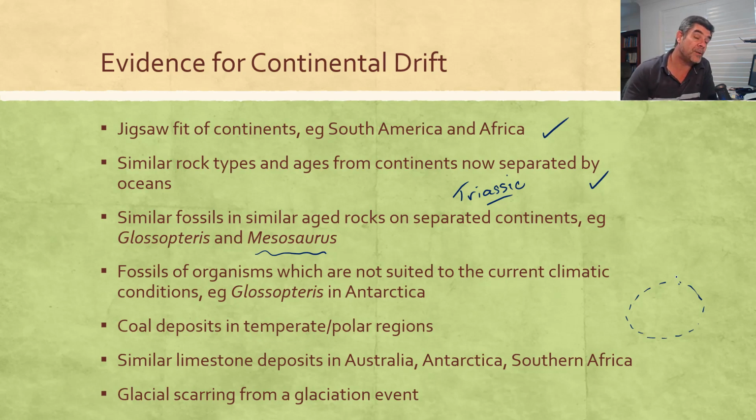But the problem with continental drift is, whilst it looked like a good idea, Wegener didn't have a mechanism. He didn't have an idea about how the continents were actually able to move from one place to another. And we're talking about huge, massive blocks of rock. So how did that occur?